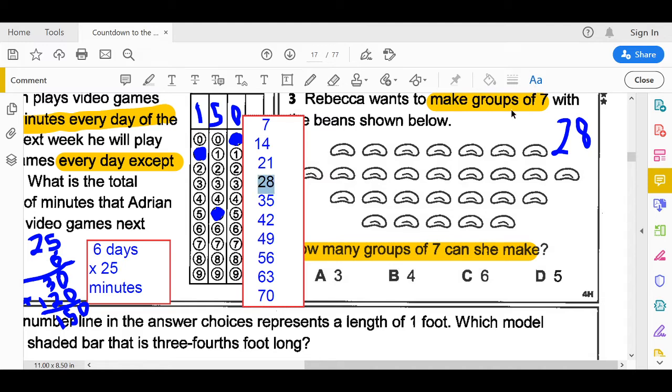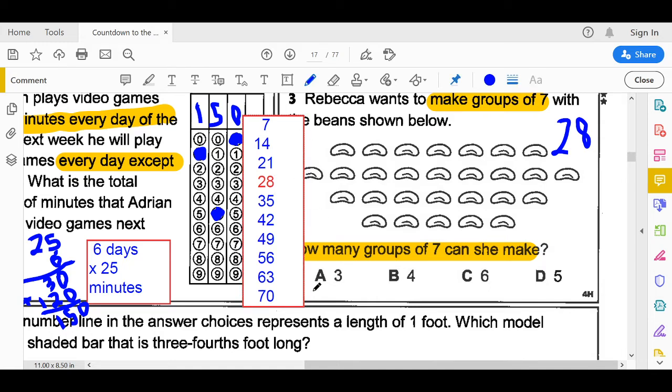I'm going to change the color of the number so we can see it clearly. That is the number 28. And then I just count how many times it took me to get to 28. So 1, 2, 3, and 4. 4 times. Well, now I know the answer.